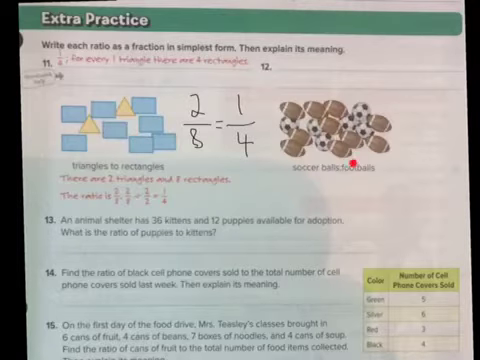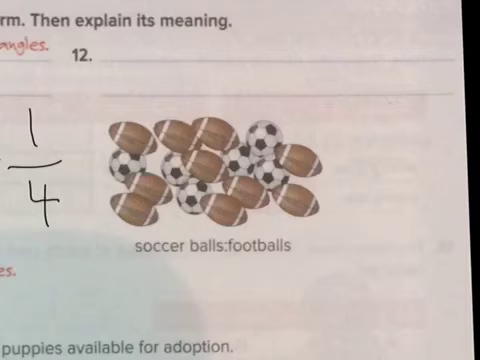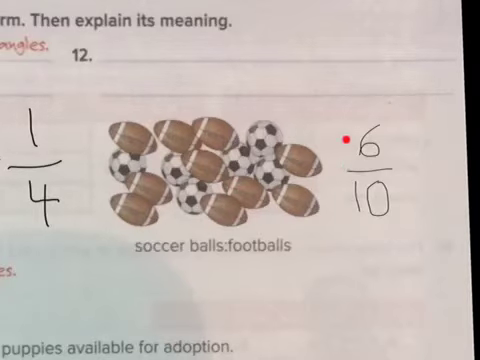Let's do the same with the footballs and the soccer balls. Okay, let's count first how many soccer balls we have, because that is the ratio. We have 1, 2, 3, 4, 5, 6. And how many footballs do we have? 1, 2, 3, 4, 5, 6, 7, 8, 9, 10. So if you were to write it as a simple fraction, we have 6 over 10, as you can see right there.